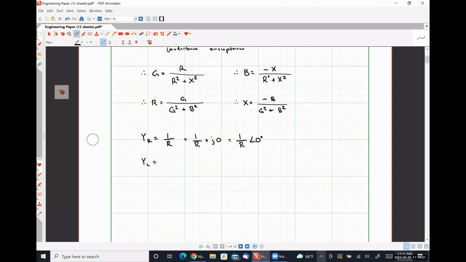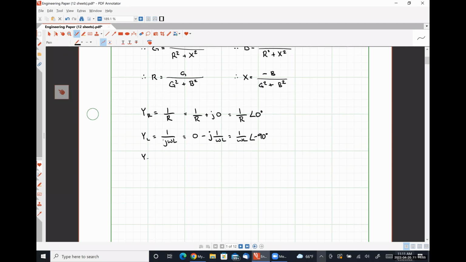For an inductor, which has an impedance of j omega L, the admittance of an inductor must then be 1 over j omega L, which in rectangular form looks like 0 minus j times 1 over omega L, or in polar form looks like 1 over omega L with an angle of negative 90 degrees.